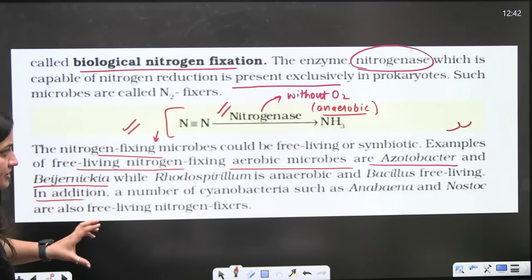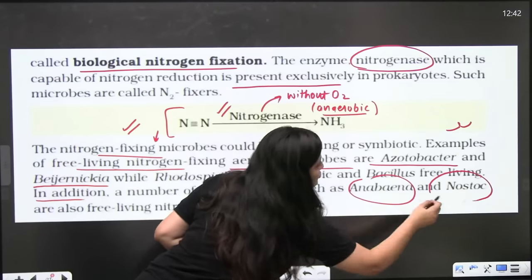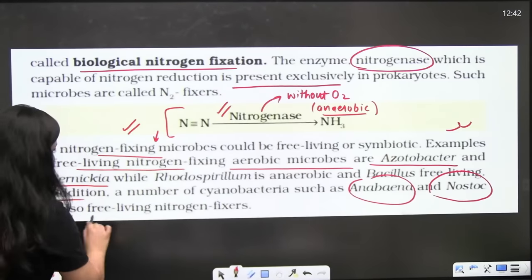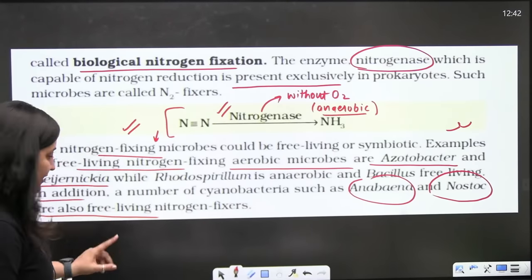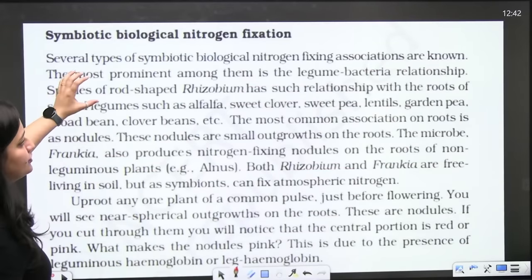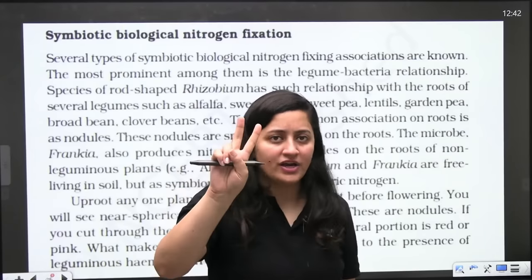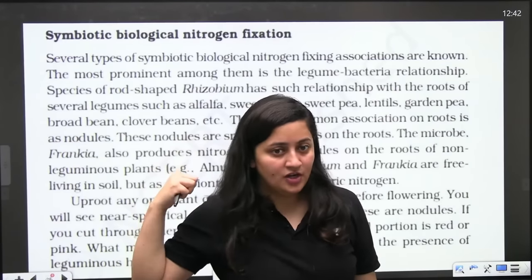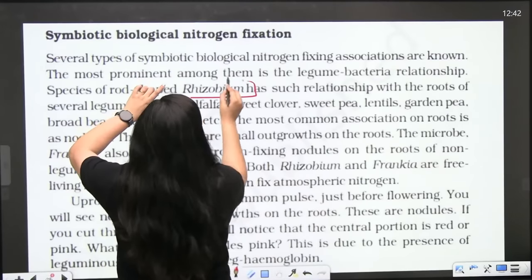Okay? And you know that a number of cyanobacteria, Anabaena, Nostoc, I just gave you the example of Nostoc, they are also free living nitrogen fixers. Right? So now how will symbiotic nitrogen fixation be done? Two questions minimum will come from this part. So, the very first example is of rhizobium.